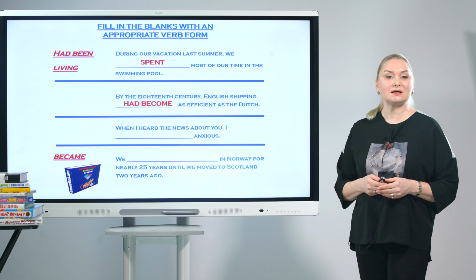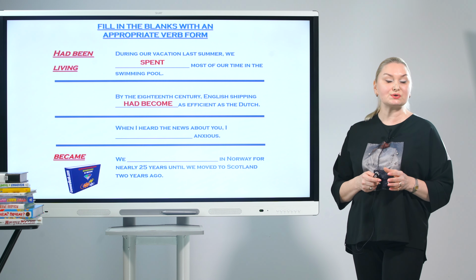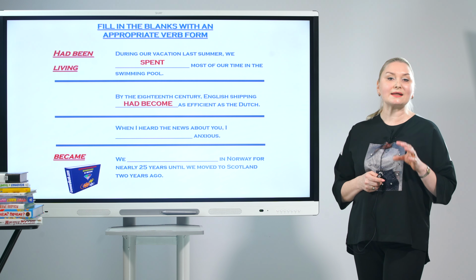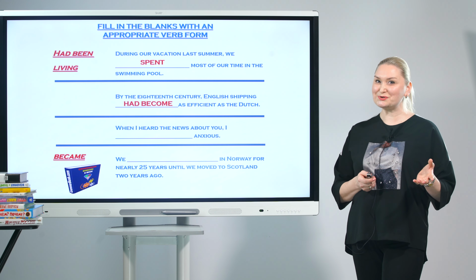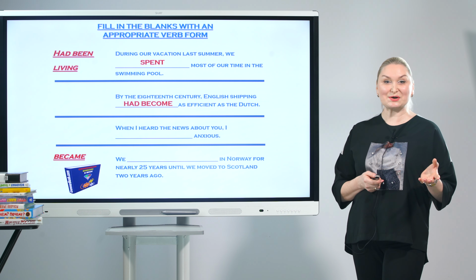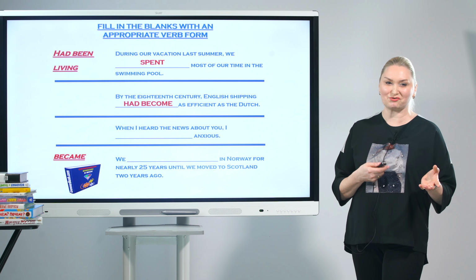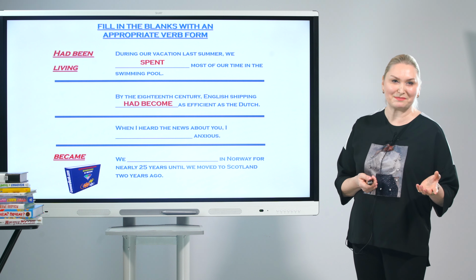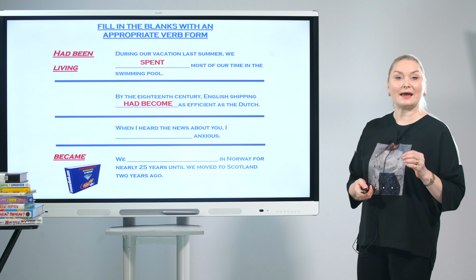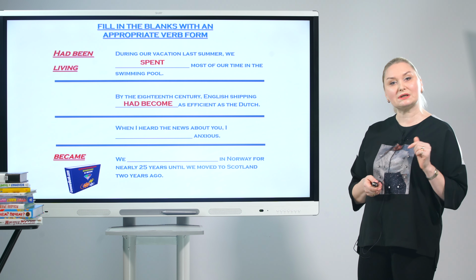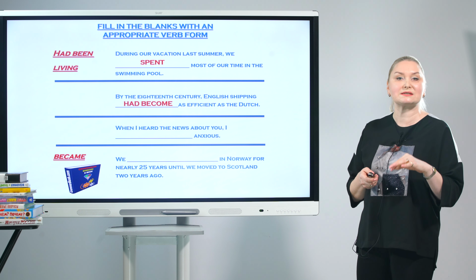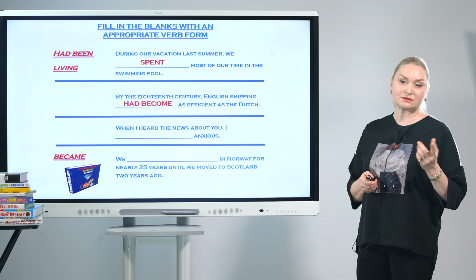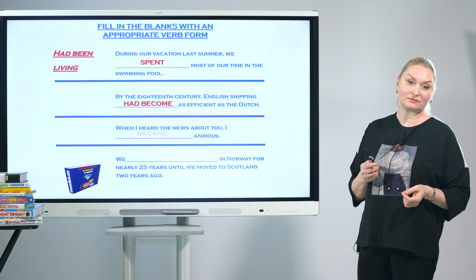And the next, when I heard the news about you, I anxious. Do you have an answer? So, anxious, angry, aggressive. That's a verb to become anxious, right? This kind of state. And you have to substitute it, to change it in the past, to form it in the past tense. So, it is became, right?